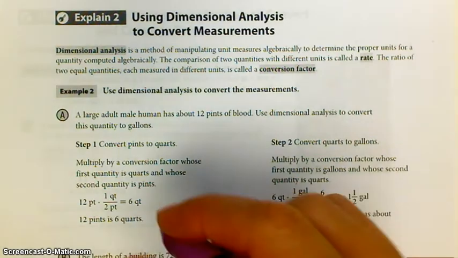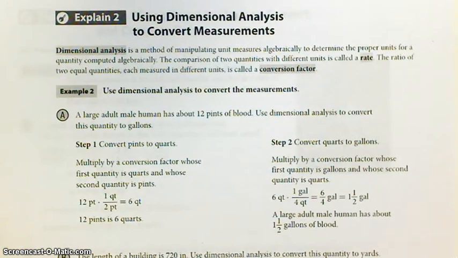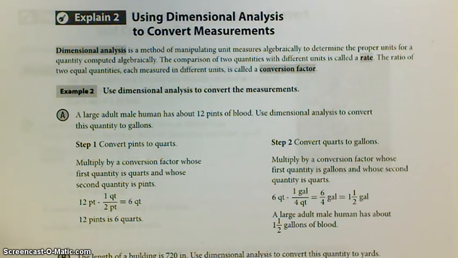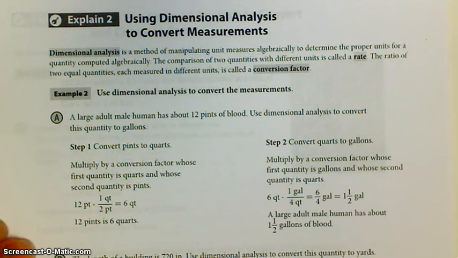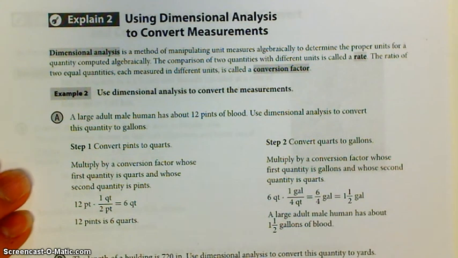Dimensional analysis is a method of manipulating unit measures algebraically to determine the proper units for a quantity computed algebraically. In plain English, dimensional analysis is a way of going from things like feet to inches, or from meters to miles, or from seconds to hours, that kind of thing. Okay?